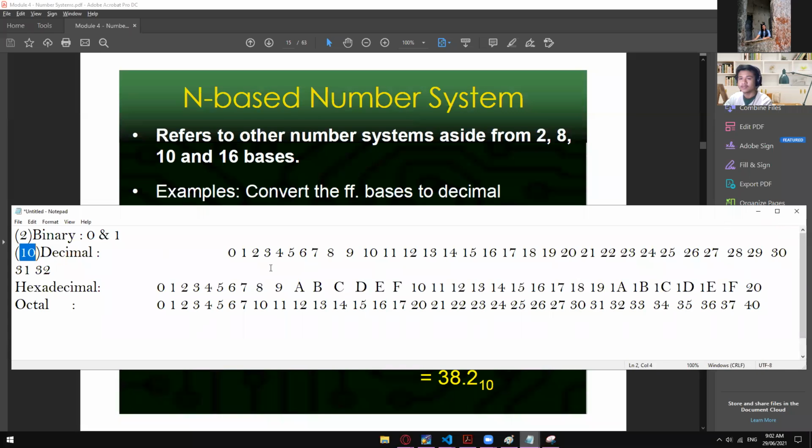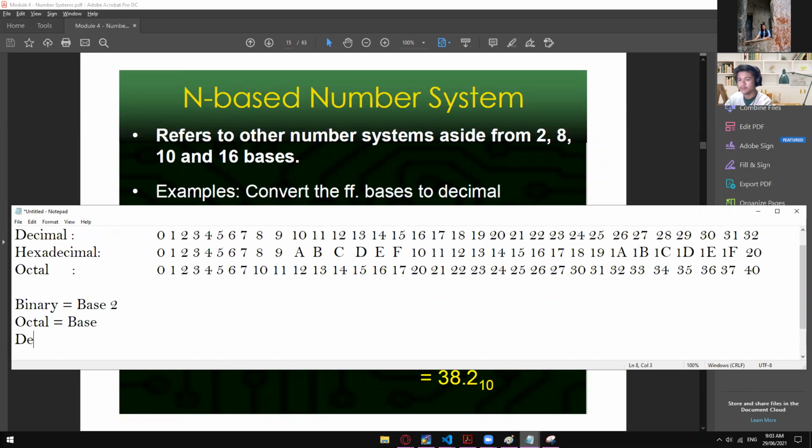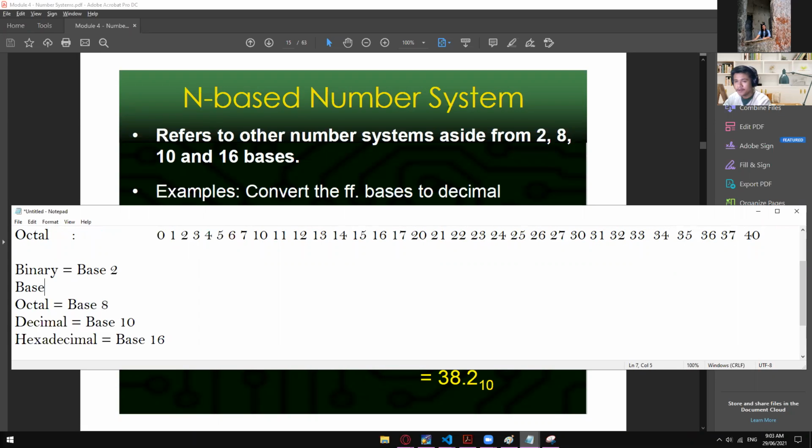Anyway, so let me just remove this one. Binary is base 2. Octal is equal to base 8. Decimal is equal to base 10. And then hexadecimal is equal to base 16. Okay. But what if you have a base 3? We don't actually have a base 1. Well, you can have a base 1, however, we don't use that one anymore. So that's why the minimum is base 2. It's either 0 and 1.